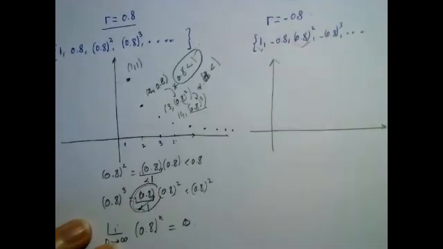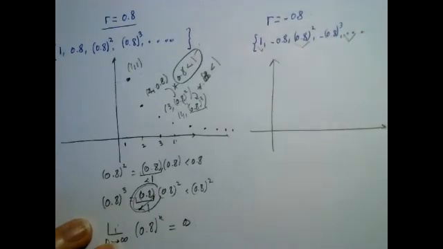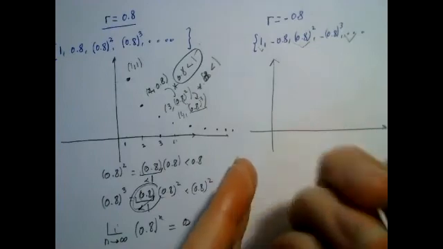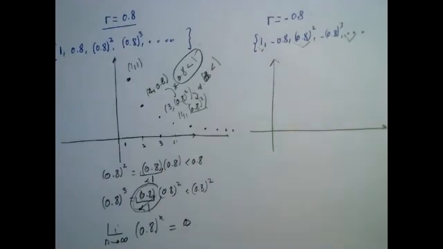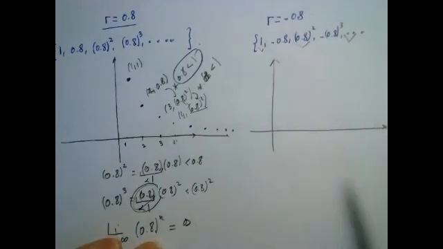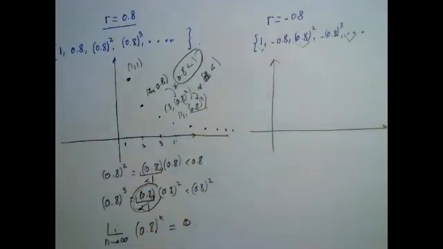0.8 squared, 0.8 to the power 4. This is again a number less than 1. So 0.8 squared, 0.8 to the power 4, the numbers are getting smaller. 0.8 to the power 6. So all the positives are heading towards 0. All the negatives are heading towards 0. The whole sequence is going to head towards 0.